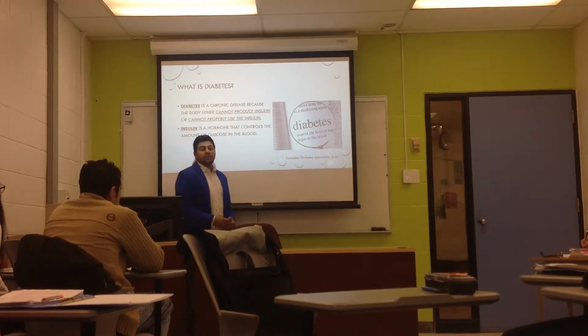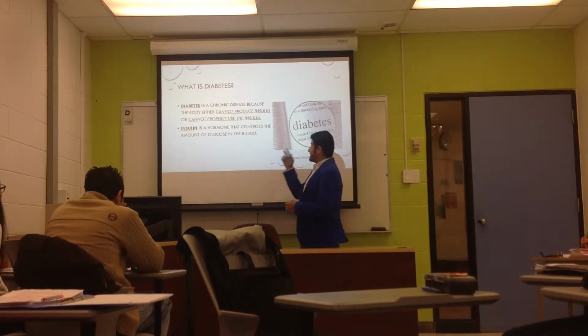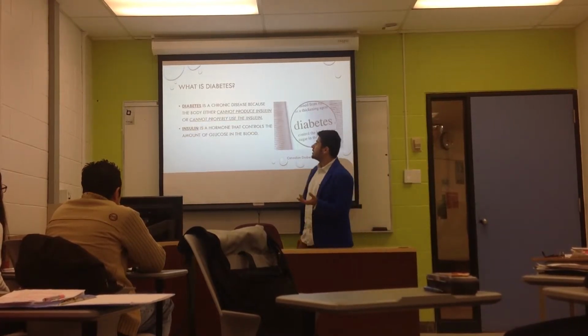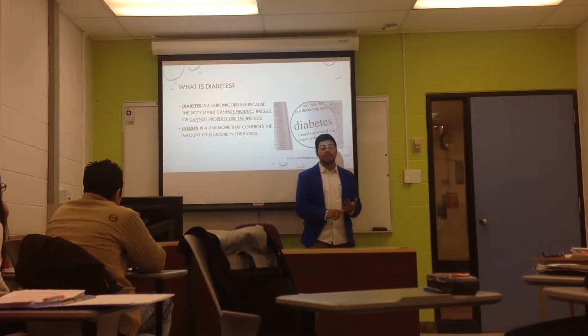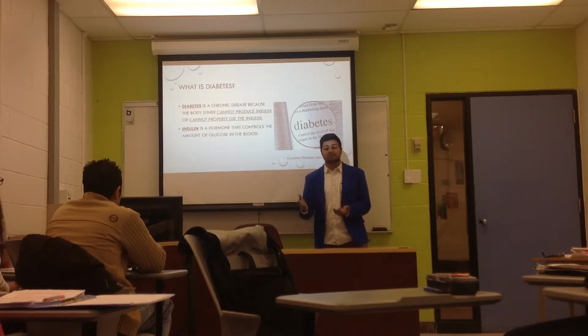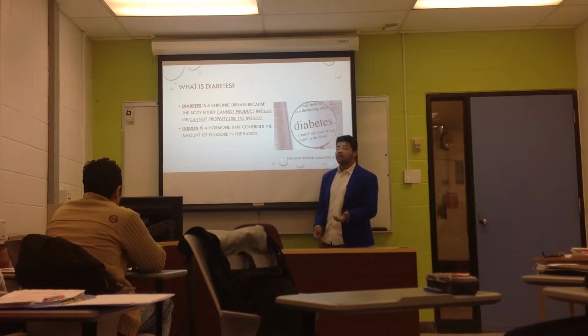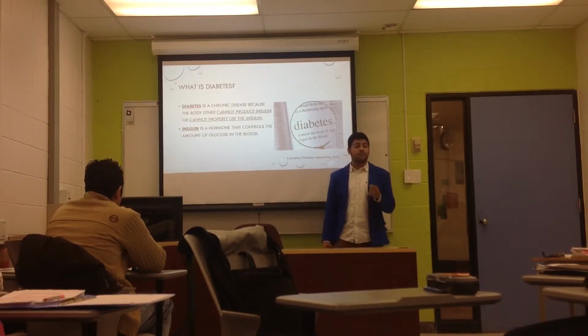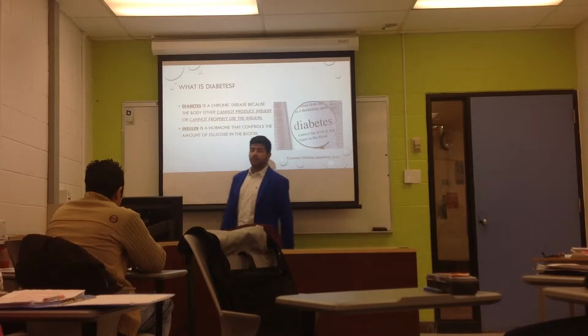The first thing I will describe is what diabetes means. It's a disease where the body either cannot produce insulin or the cells of the body cannot react to the insulin in the body. But what is insulin? Insulin is a hormone that controls the amount of glucose in the blood.